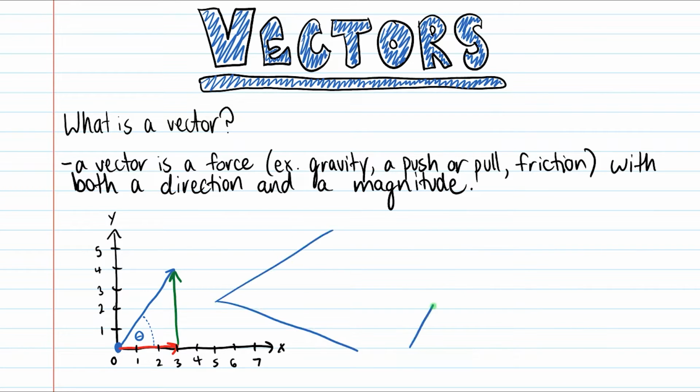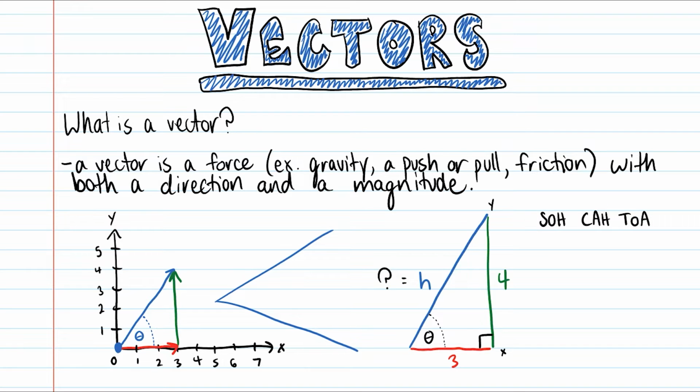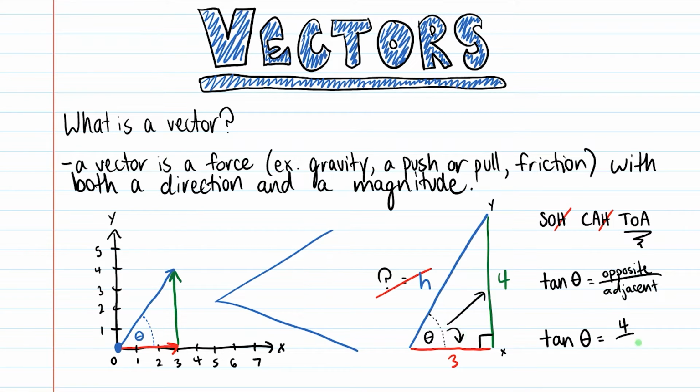So if we look at this, this is basically a triangle. Not only that, it's a right triangle, and we know one side is 3 because we go 3 units to the right, and then 4 because we go 4 units up. And I want to find the length of the hypotenuse. And so if we look at SOHCAHTOA, I'm not trying to find the length of the hypotenuse yet. I'm trying to find theta.